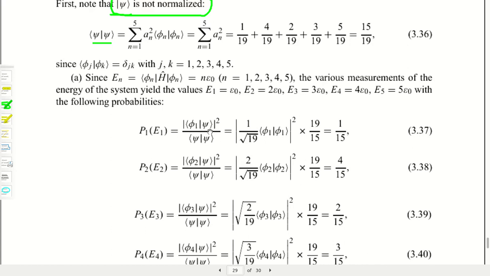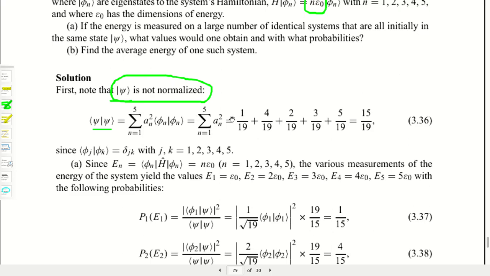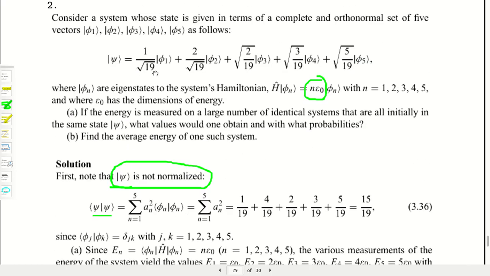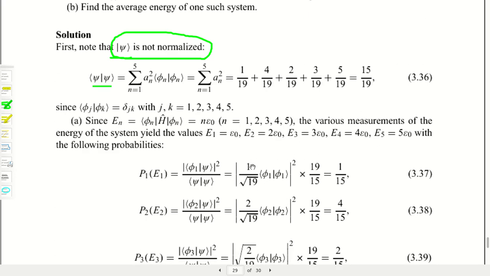So bra phi 1 ket psi will give you, at the first term, c1. You can directly put the value of c1 square, that is 1 by 19. In the above you can put 1 by 19 and in the denominator 15 by 19. So 19 will cancel each other, giving 1 by 15.